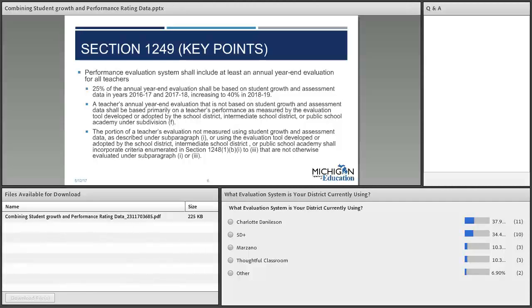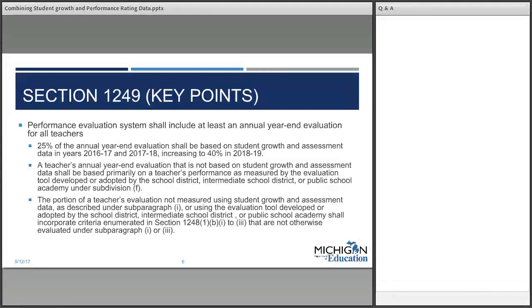So in layman's terms, that's a whole lot of legal speak. In layman's terms, the law speaks to the requirement for an annual year-end evaluation for every teacher, and it speaks to the fact that 25% of that end-of-year evaluation must be based on student growth and assessment data, and that the remaining 75% must be based on the performance rubric and additional factors.